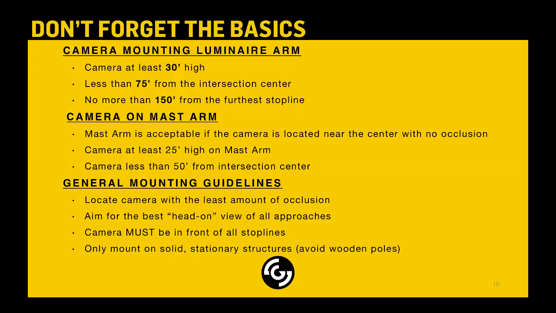The things that you want to keep in mind as you're looking at these sites is you want to locate the camera with the least amount of occlusion. Always aim for the best head-on view of all your approaches, and the camera must be in front of all stop lines. The reason behind that is at night we are tracking headlights, and if the camera is behind the stop line and the vehicles pull past the camera, then we will lose track of that vehicle and potentially miss a call. So we want to make sure that the camera is in front of all the stop lines. And I'll talk a little bit later on with the dual camera application, and that's a way that you can ensure that a camera is always in front of every stop line.